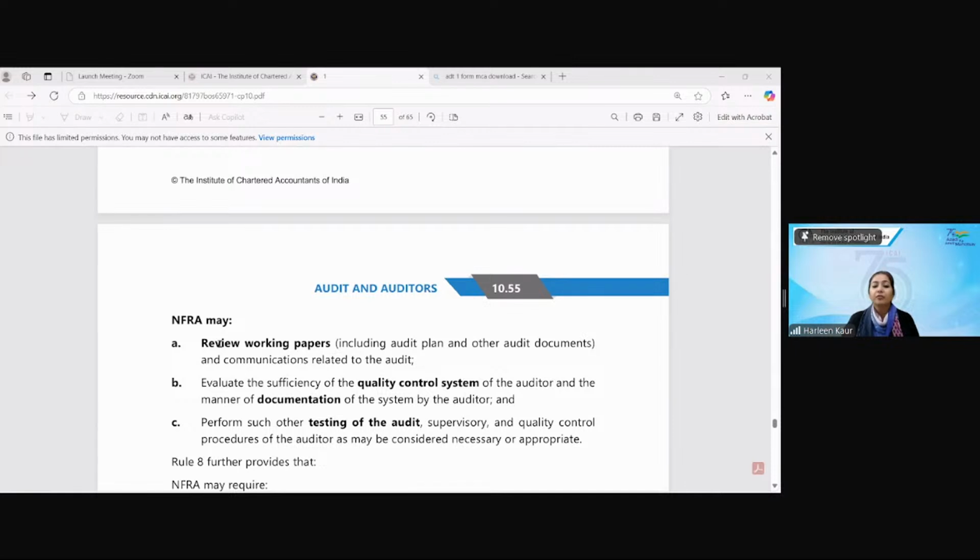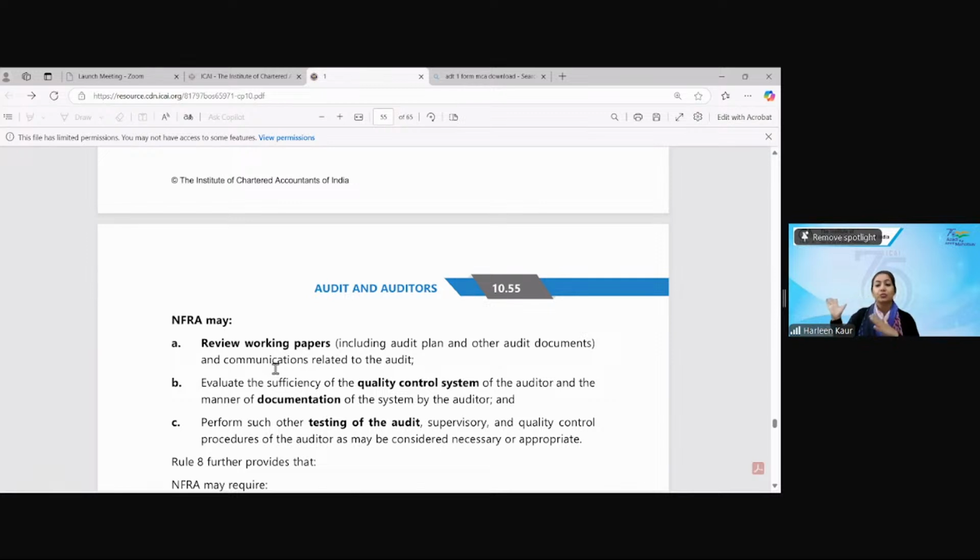So NFRA may review the working papers. Reviewing of the working papers, children, means audit plan and other documents. First of all, when you go and start the audit of any company, you have to make an audit plan. How are you going to do this audit? That plan includes how your financial statements will be audited, and what approach you are going to follow.